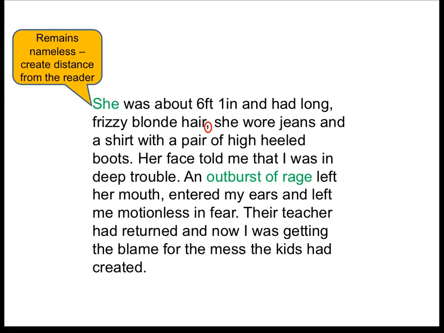The use of the pronoun she at the beginning of this particular section works nicely. It means that she remains nameless, and that creates a distance with the character from the reader. Here we have more evidence of comma splicing. She was about 6'1" and had long frizzy blonde hair, she wore jeans, which is making that sentence very disjointed. You don't need to have a comma between blonde hair, she wore jeans, okay?